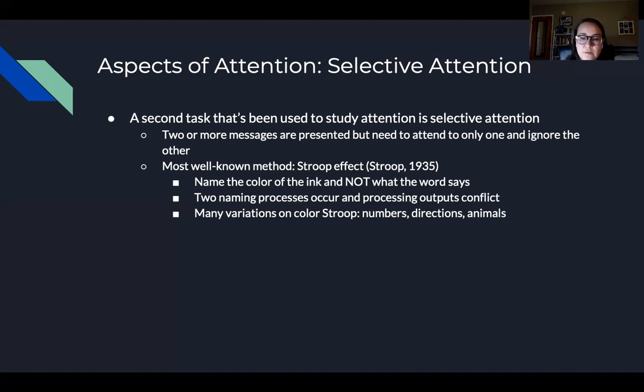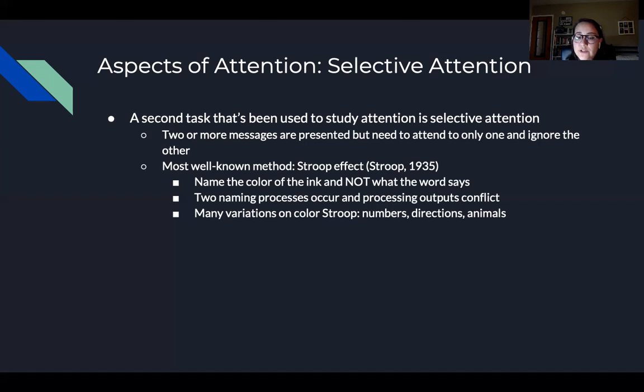And there are actually a number of variations on this original Stroop task. This includes a number Stroop, a directional Stroop, animal Stroop, emotional Stroop. And the emotional Stroop is probably the most common version of this. In this, the original stimuli are replaced by words that describe emotions, and they're printed in different colored ink.